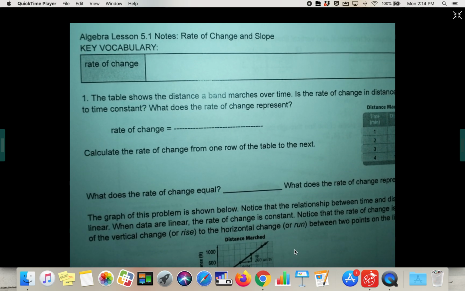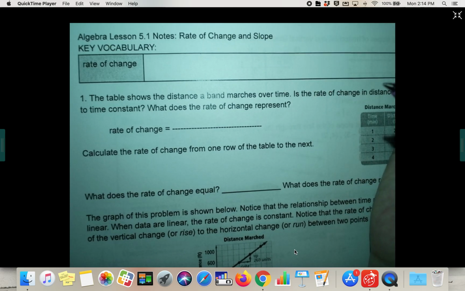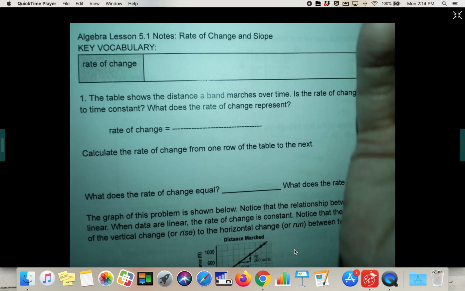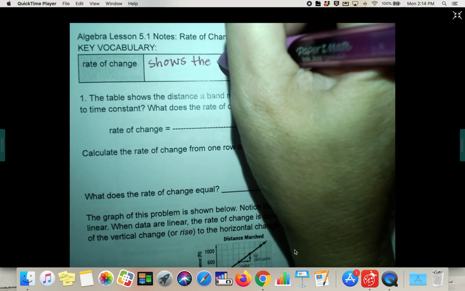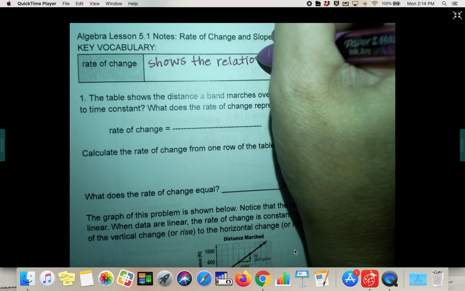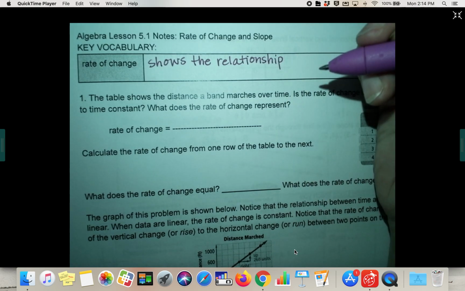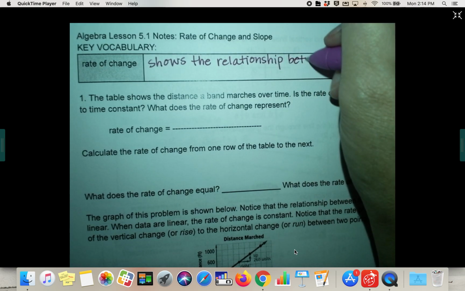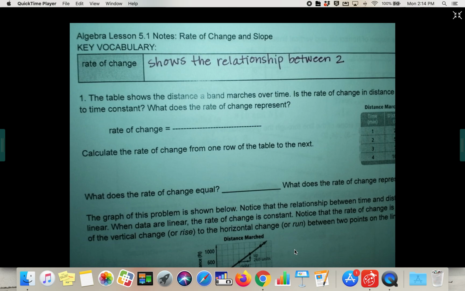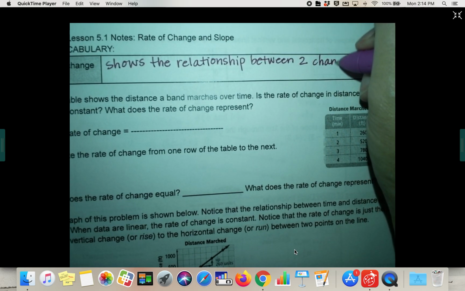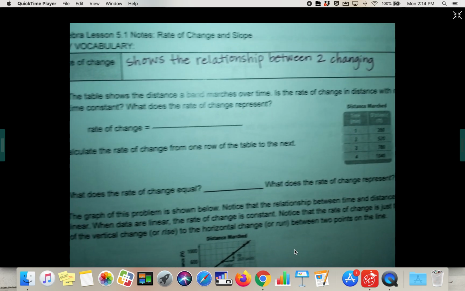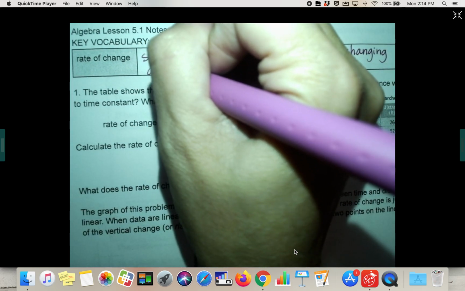Okay, for Algebra Lesson 5.1, these are your notes. It's all about rate of change and slope. So previously in math, you've learned about rate of change, but let me remind you, it shows the relationship between two changing quantities. Two changing, and we'll talk about how they're changing in just a minute. So two changing quantities.